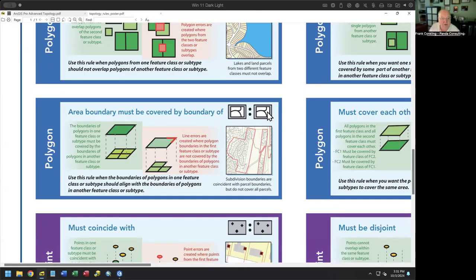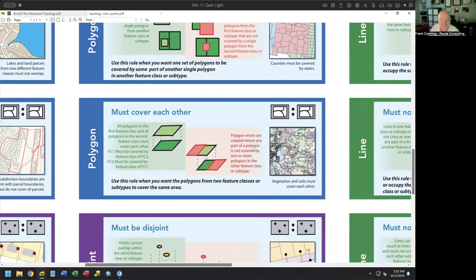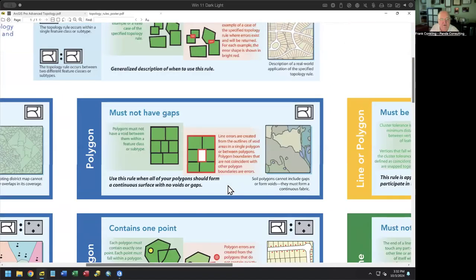This is between polygons and says the area boundary must be covered by the boundary of. This one's kind of unique in that it looks not just at a single polygon to single polygon, but at the overall coverage, whether or not there's an area that isn't covered by it. So in this case, the overall boundary of the polygons in one layer is compared to the other. And with this, you can identify where there are certain areas of one polygon that aren't covered, as shown here. All right, let's look at the rest of these as we're going through here.